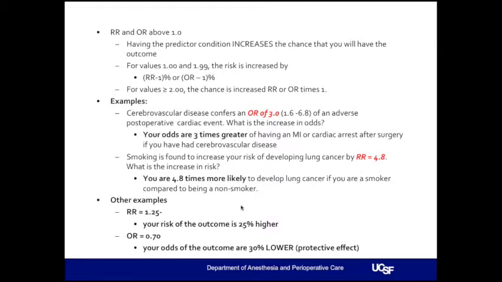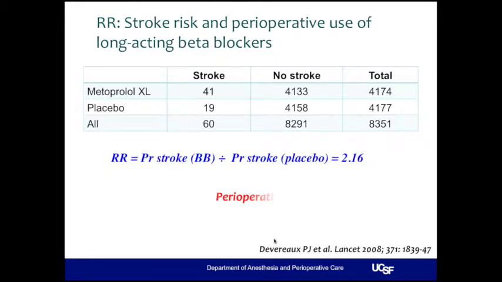Other examples, if your relative risk of something is 1.25, that means your risk of the outcome is 25% higher. Or if your odds ratio is 0.7, it means your odds of the outcome are actually 30% lower. This is a protective effect. So relative risk, odds ratio, and confidence intervals. The magnitude of the odds ratio and the relative risk indicate the strength of the relationship, but not the precision.